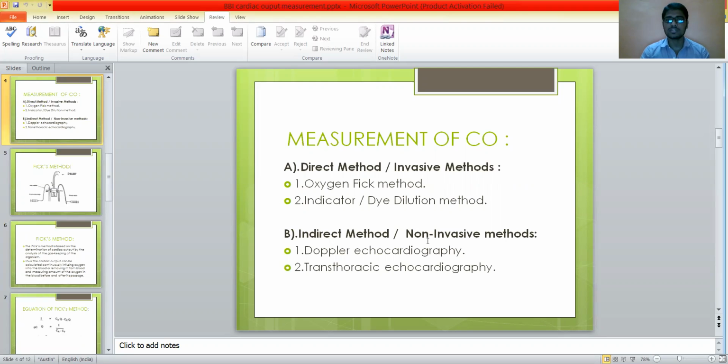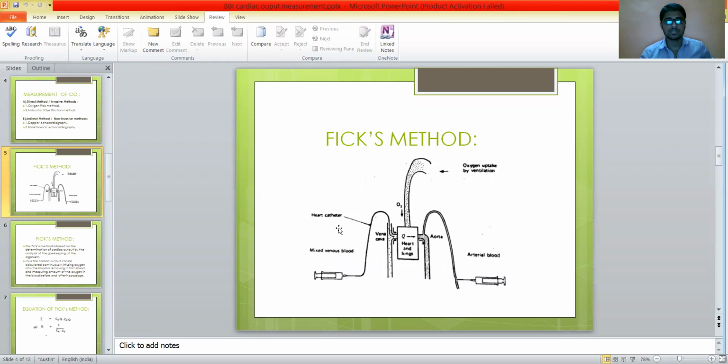For theory purposes, we are using the direct method, which is invasive and used in surgery. These are the Fick method and the indicator or dye dilution method. The indirect or non-invasive methods are Doppler echocardiography and transthoracic echocardiography. Here we are going to see the direct or invasive methods, which are used in surgery but not done these days. Now only indirect methods are used. So we are going to see the Fick method.